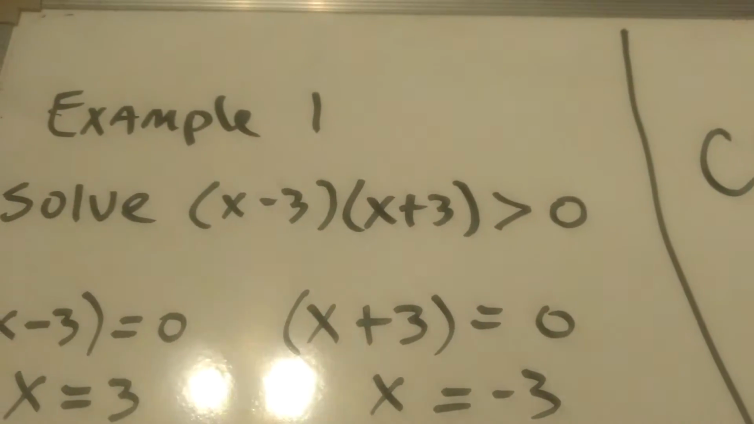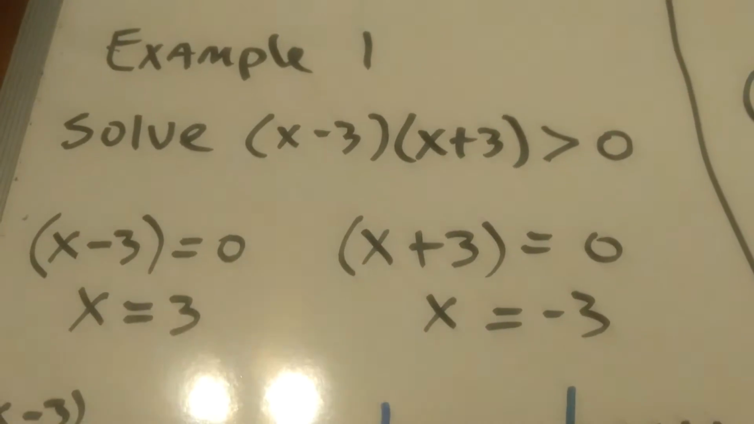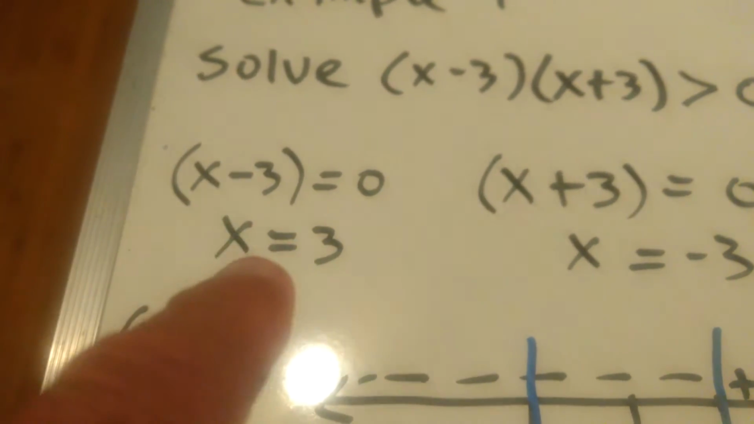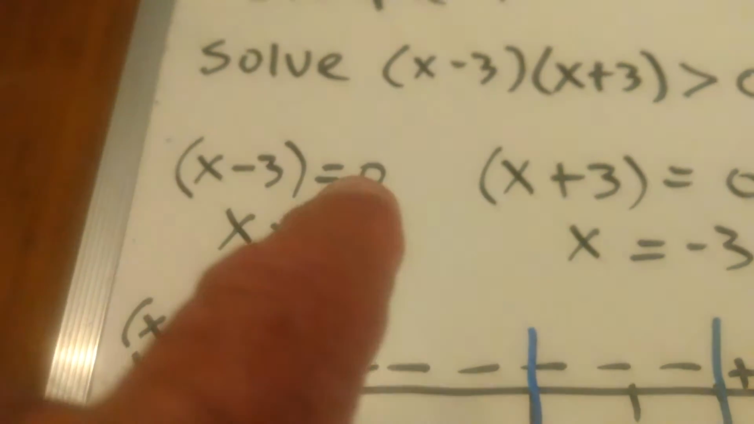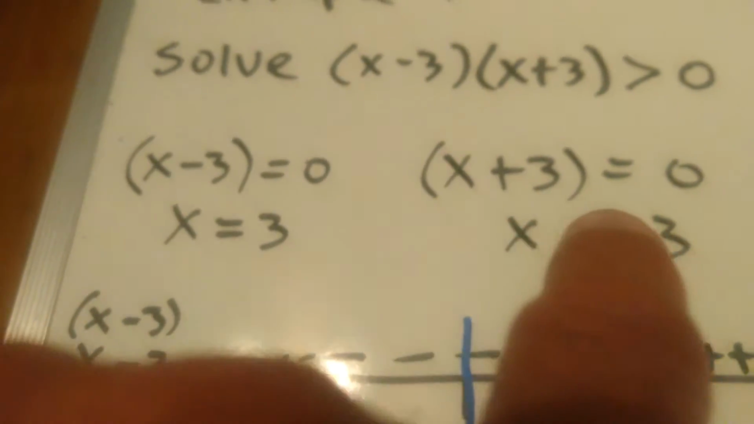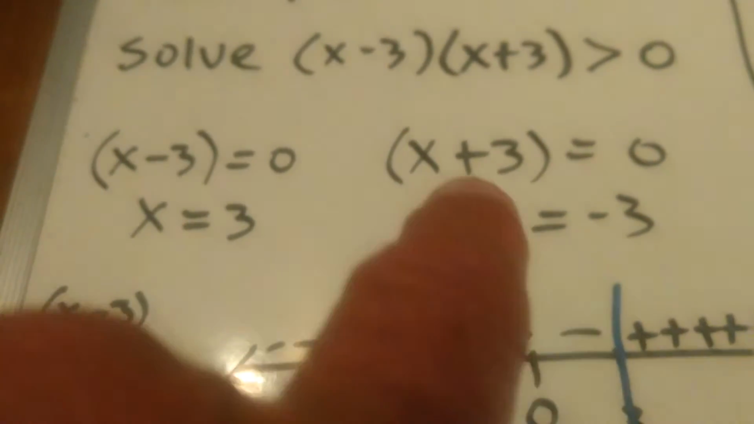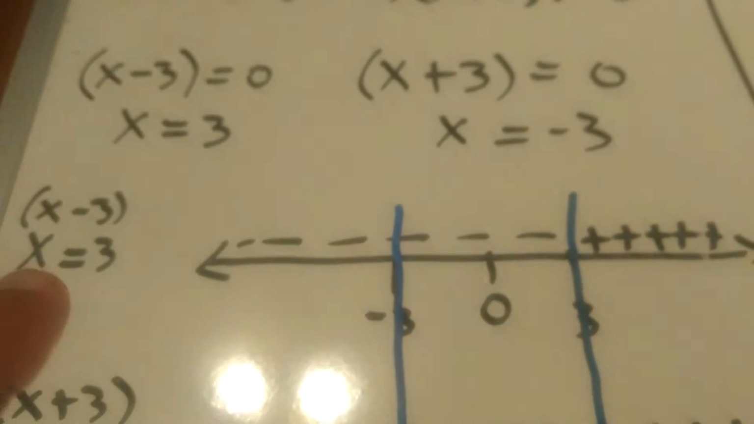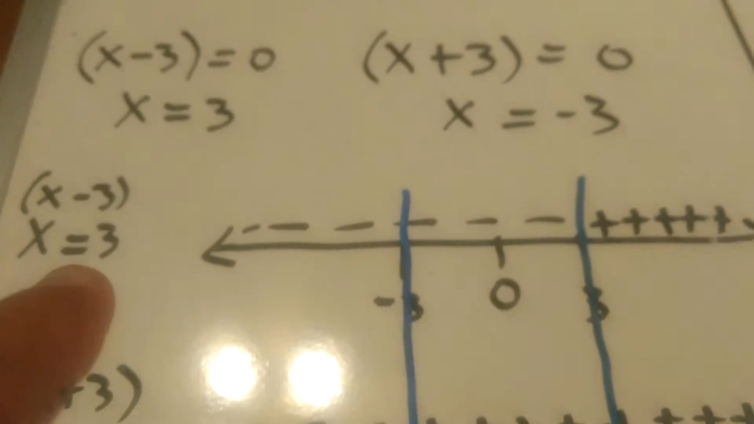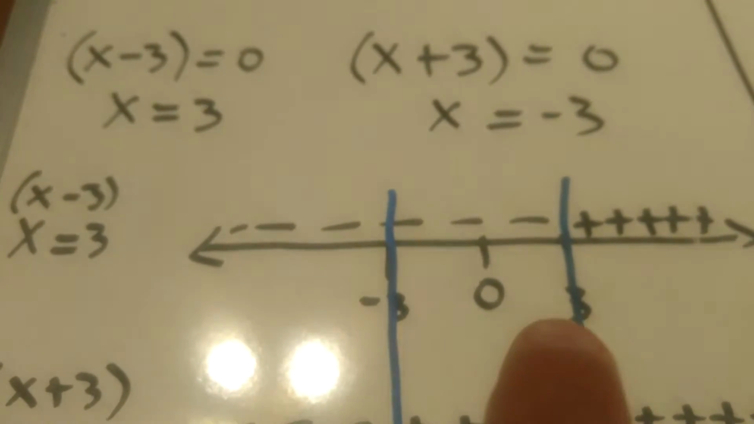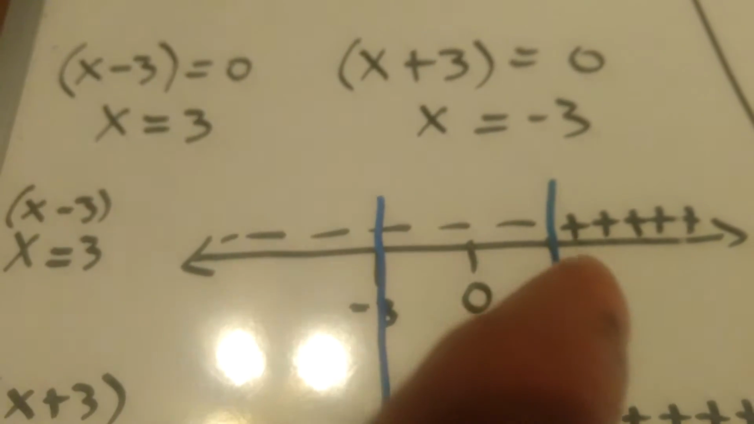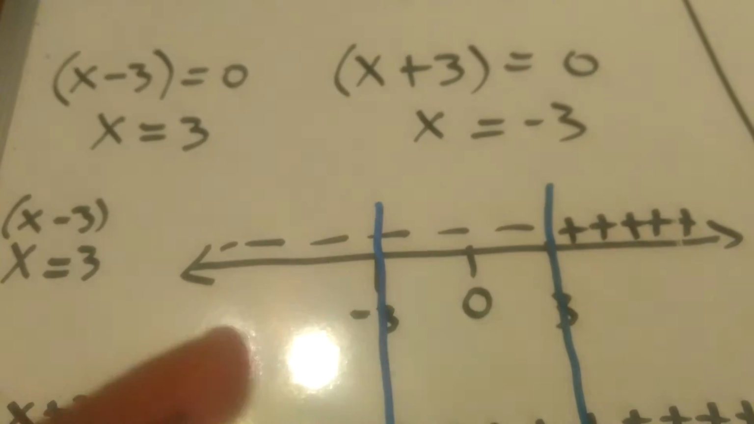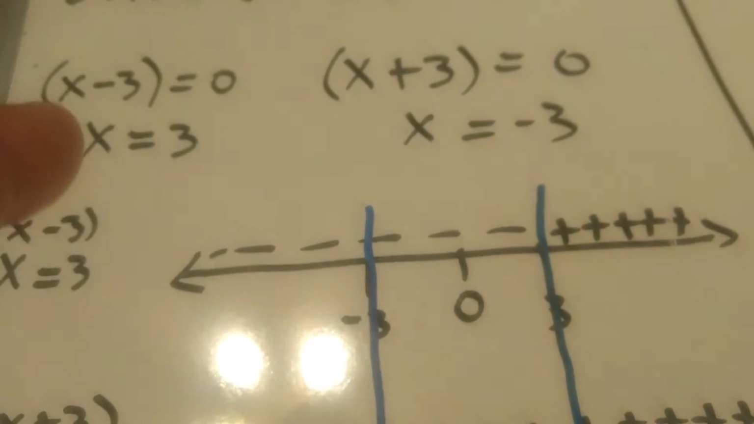So what we have to do here is we pull those factors out, and x minus 3, if solved, becomes x equals 3 because we add the 3 over. x plus 3 equals 0 becomes x equals negative 3 because we subtracted 3 over. If we take each one of these and graph them separately, then the x minus 3, we have a 0 at 3. And anything to the right of 3 is positive. Anything to the left is negative.